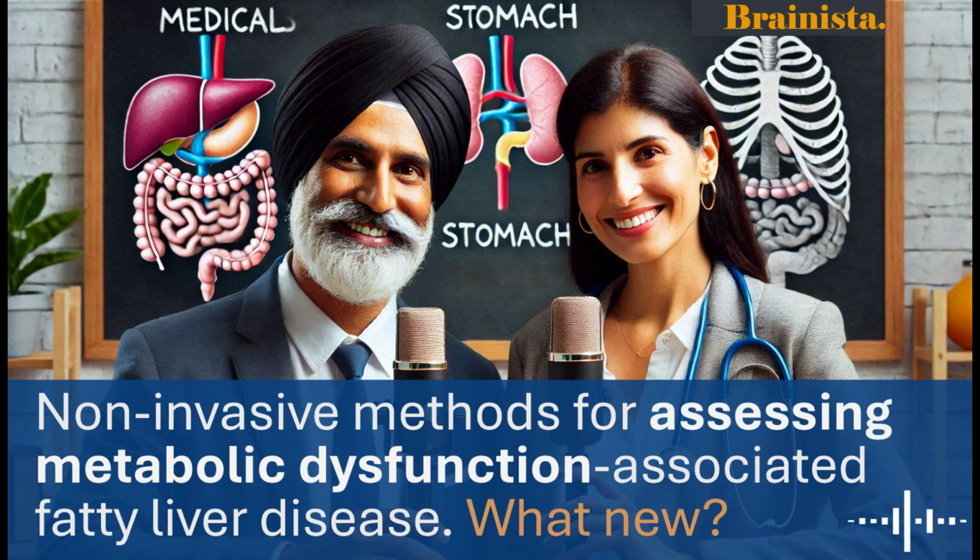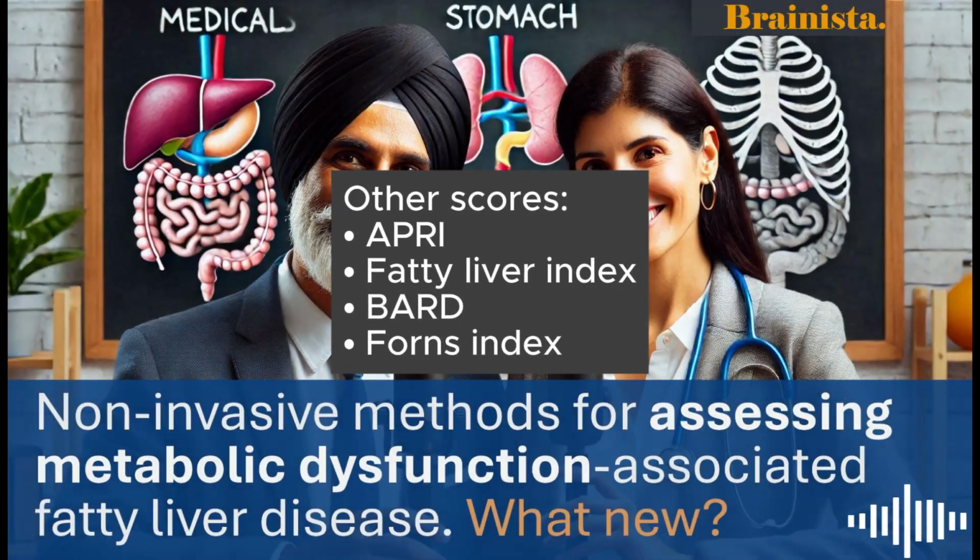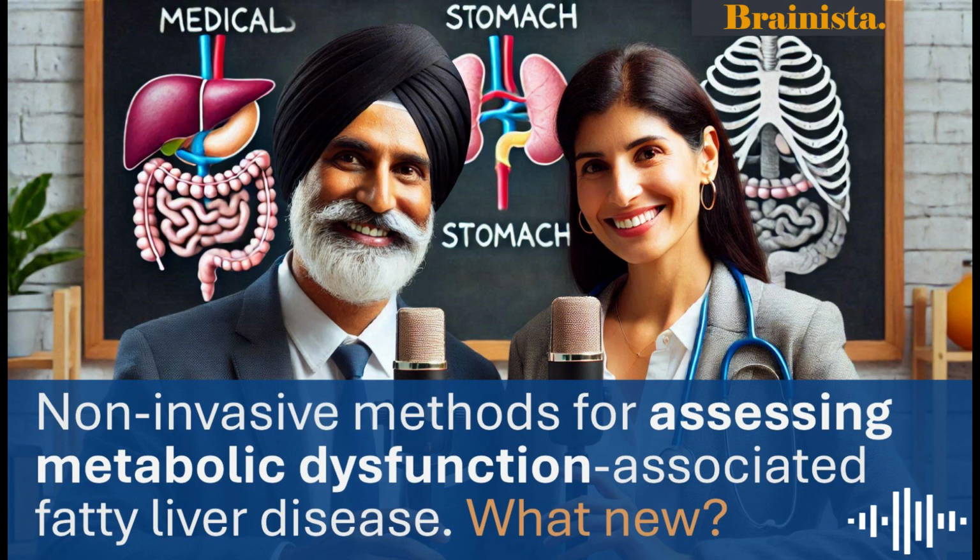Right. So let's say the FIB-4 score comes back high, or we just need more information. What other non-invasive tests are out there? Well, there are a few other scores that you might consider. There's the APRI score, the Fatty Liver Index, BRR, and the Fornes Index. They all use different combinations of lab results. Okay. But like FIB-4, they can be affected by other factors. So these blood test scores can be useful for initial screening, for sure. Definitely. But we have to be mindful of their limitations.